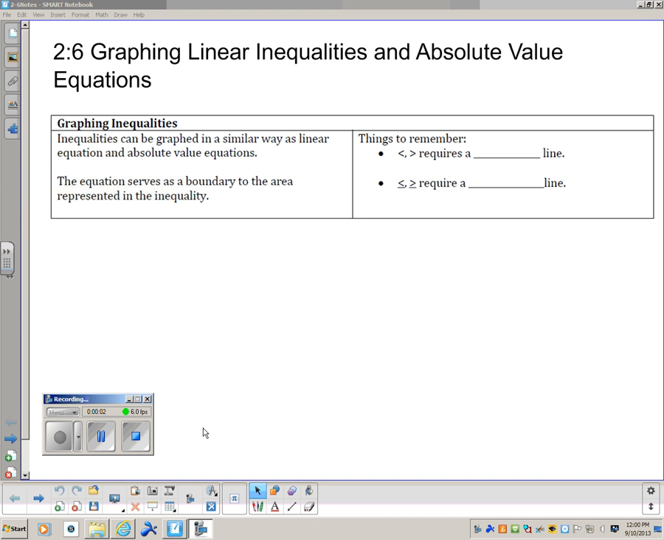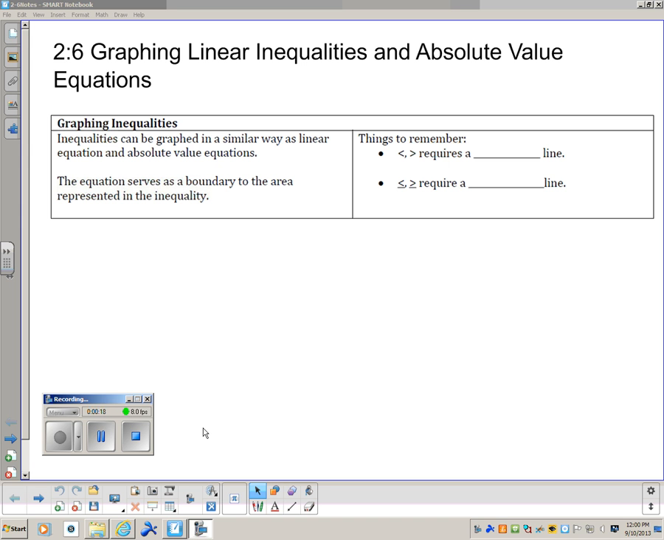All right, so today we are on 2.6 and we are going to graph linear inequalities. And then part B we'll do graphing absolute value equations. But right now just focusing on graphing linear inequalities. So just a couple of reminders here.